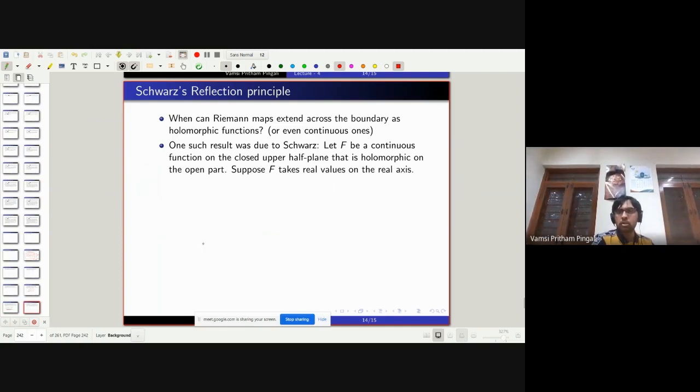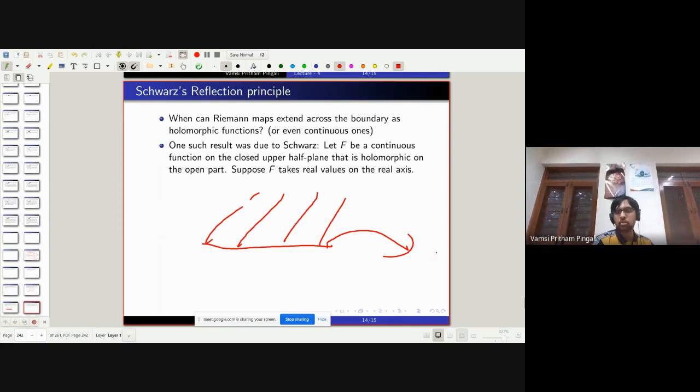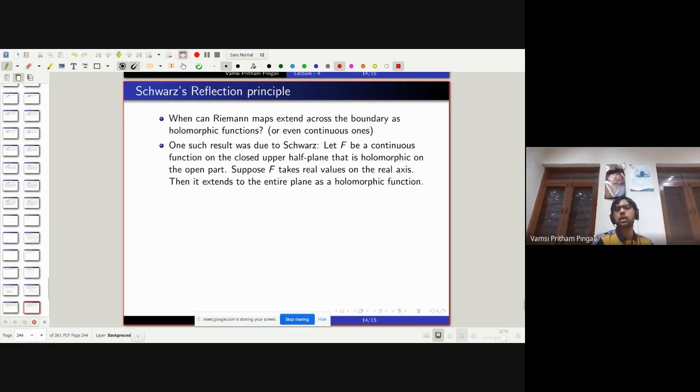Suppose f takes real values on the real axis. Okay, so it takes the real line to the real line. Then it extends to the entire plane as a holomorphic function. This is Schwartz's reflection principle.